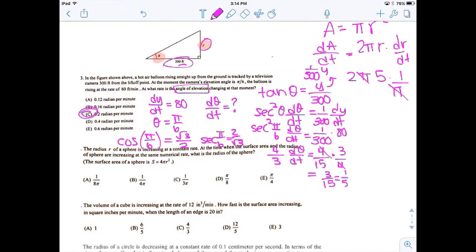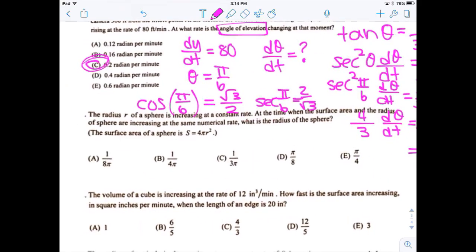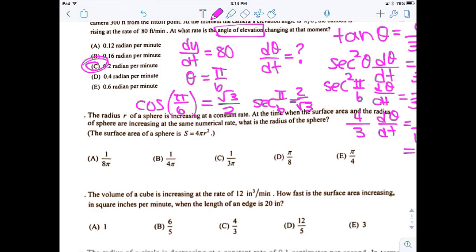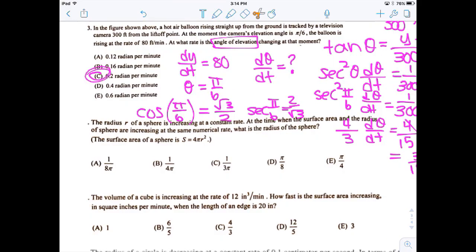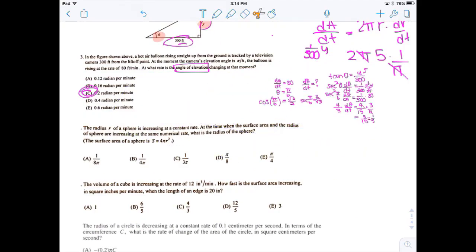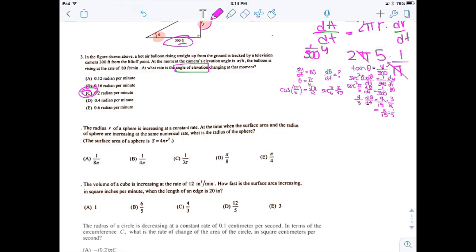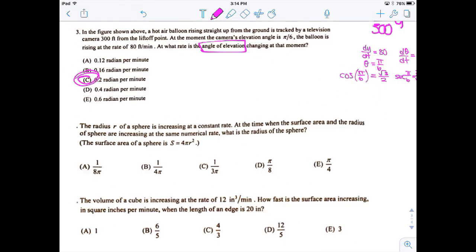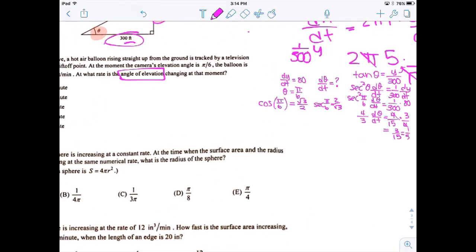Okay, let's look at the next one. Remember, you guys can be sending questions at any point here. So the radius of a sphere is increasing. Let me actually shrink all this stuff down up here. The radius is increasing at a constant rate. So whatever dr dt is, we know it's constant, right? And at the time when the surface area and the radius of the sphere are increasing at the same numerical rate, what is the radius of the sphere? So ds dt equals dr dt. That's what we're saying here, okay?